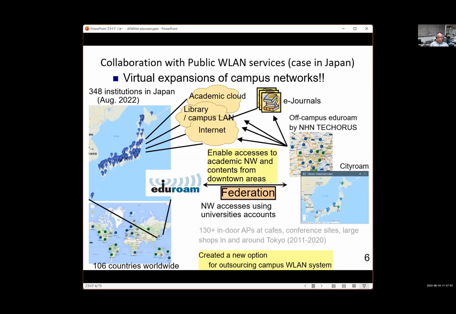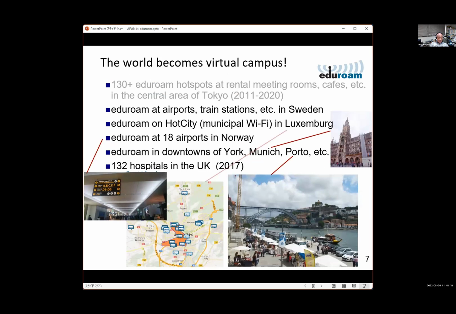And we had some collaboration with commercial operators. And this has created a new option for outsourcing campus wireless LAN systems. So even if the universities do not have any technician, they can ask some commercial operators to deploy the Wi-Fi access points. And of course, in the world we have some more off-campus Eduroam.